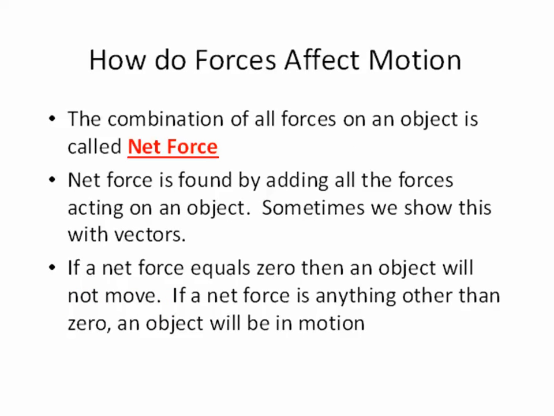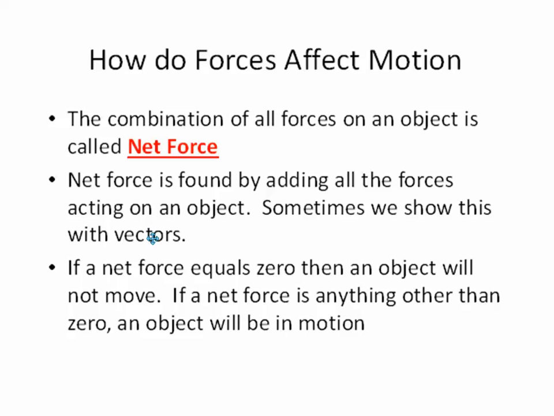So how do forces affect motion? Because that is really the main thing here: when a force is put on an object, how does that affect the motion of the object? When we're talking about all of the forces acting on an object, that is called net force. So that's the combination. A lot of times we have to add up all the forces, and that is called our net force. And we can, again, show this with a diagram called a vector.